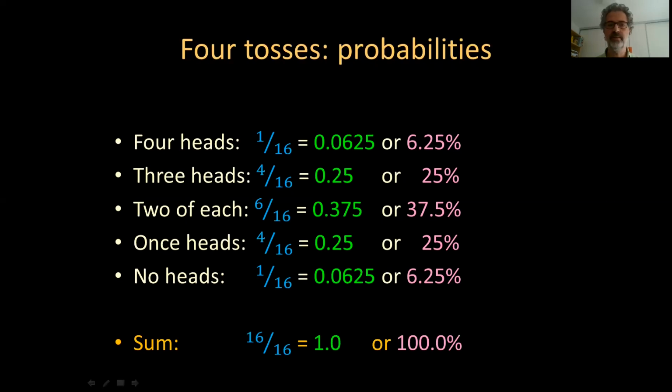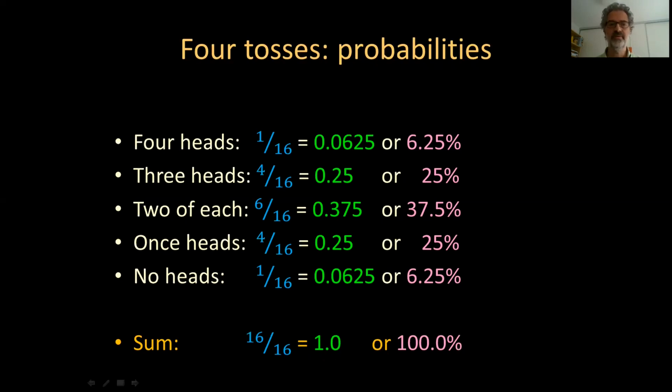We are certain that one of these patterns will occur. So the sum of the probabilities of all possible events adds up to 1 because we are 100% sure that one of these will happen. Of course, we don't know which one, but we know how likely each one of them is.